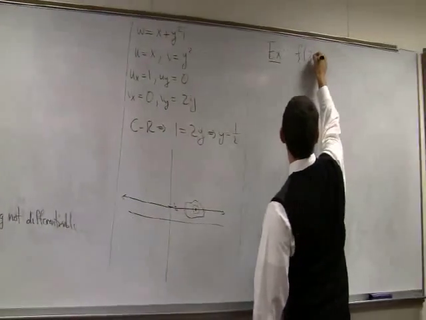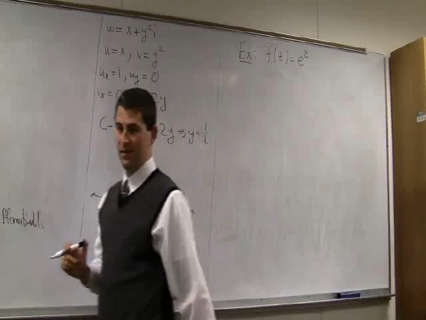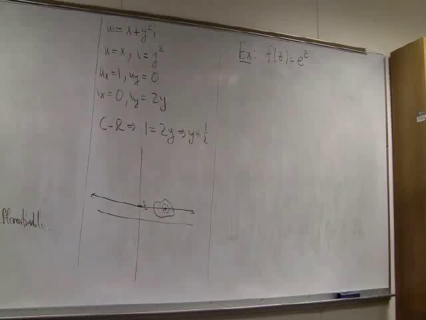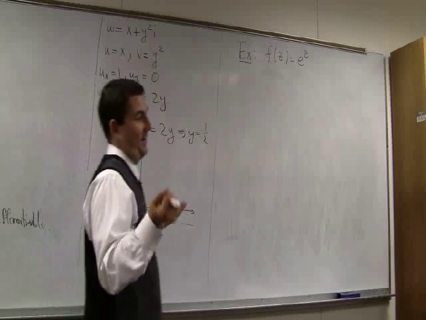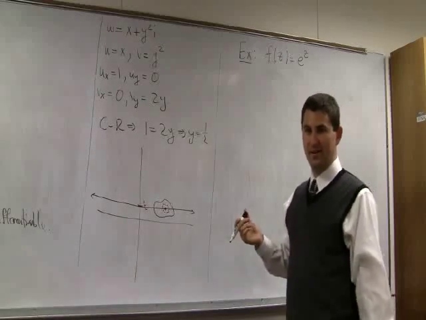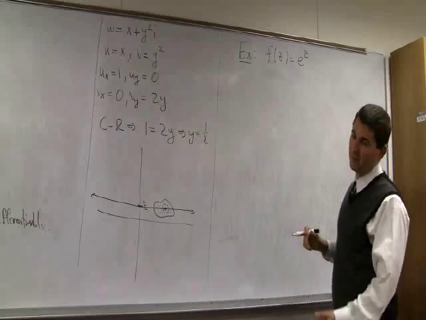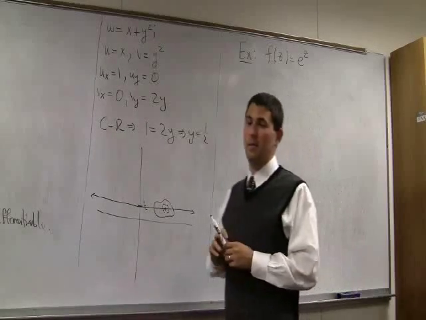What if f of z equals e to the z? Surely e to the z should be differentiable. Come on, that's a beautiful function. Z here is a complex number. And of course we know e to the x is differentiable, that's no problem. But what about e to the z?